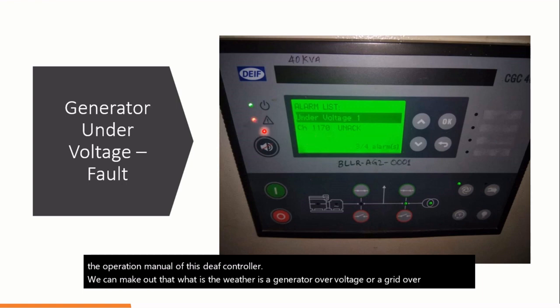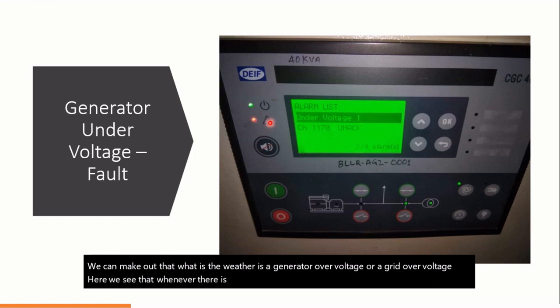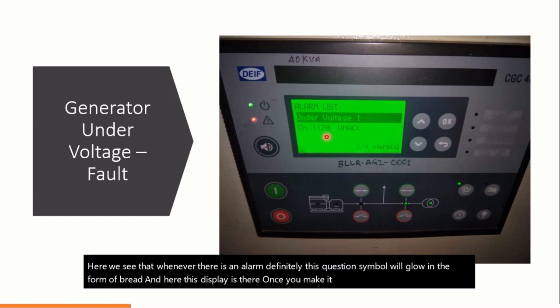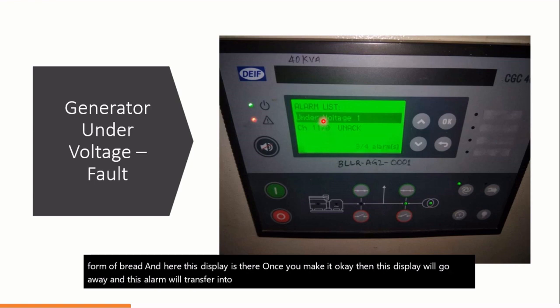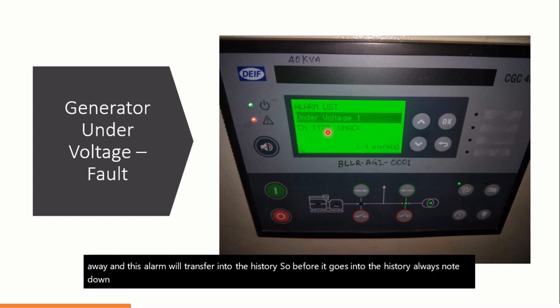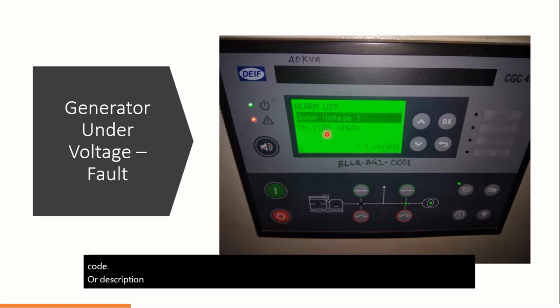Whenever there is an alarm, definitely this caution symbol will glow in red, and this display is there. Once you acknowledge it, this display will go away and the alarm will move into the history. So before it goes into the history, always note down this code or description as per the controller's logic, and then you can do the root cause analysis of why this alarm has appeared.